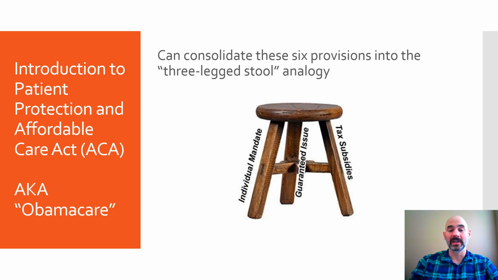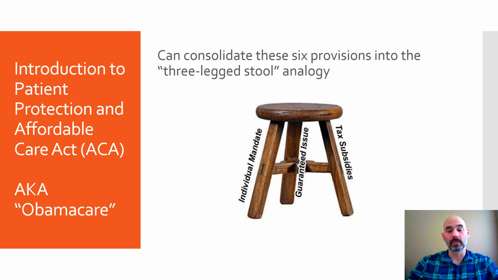And so the 3 legs of the stool were the individual mandate, require everybody to buy insurance; guaranteed issue, require that health insurance is provided to everybody and charged in a way that is based on community rating and not experience rated, so that people can afford their health insurance; and then we have the tax subsidies to help people further afford to buy insurance. And so the argument was, if you kick out any of these legs, the other 2 won't stand.